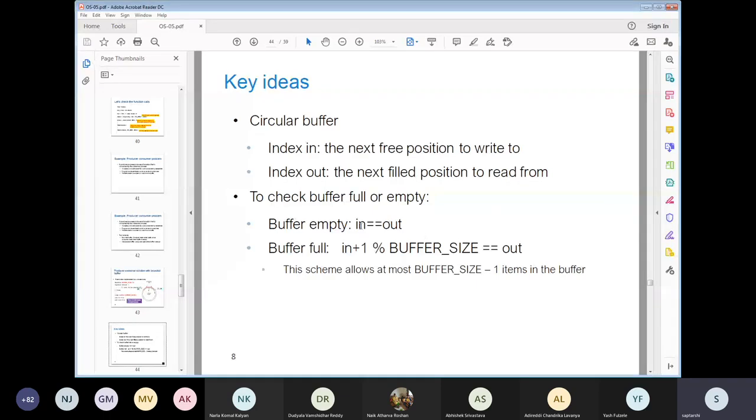If in equals out, then the buffer is empty. So the consumer should check this, and if this is true, then it should wait. Similarly, what is the condition for the buffer being full? In plus 1 modulo buffer size equals out. There is a small caveat here: this scheme allows at most buffer size minus 1 items to be used. That means one space is wasted. Not much of a caveat, but that is there.